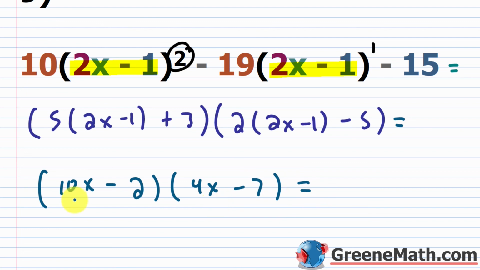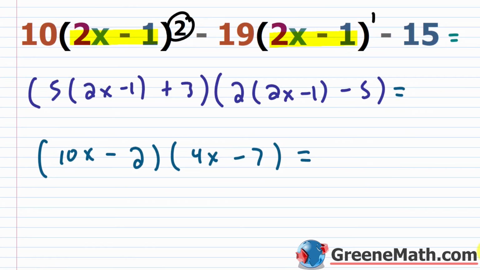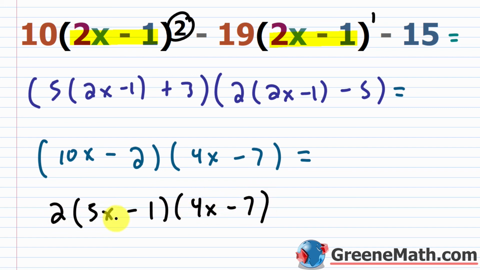And then basically you can pull out a common factor of 2. So I'm going to say this is 2 times the quantity. I'll probably never fit this on the same line. Let me scroll down just a little bit more. Let me change colors here. So this is 2 times the quantity. This would be 5x and then minus 1. So I'm just pulling out a 2 from here and here. And then times the quantity 4x minus 7. So 2 times the quantity 5x minus 1 times the quantity 4x minus 7.